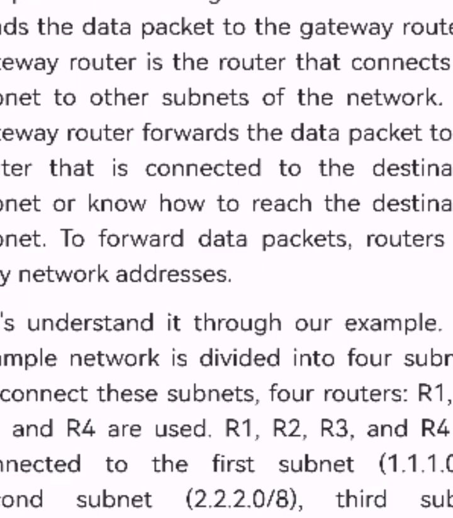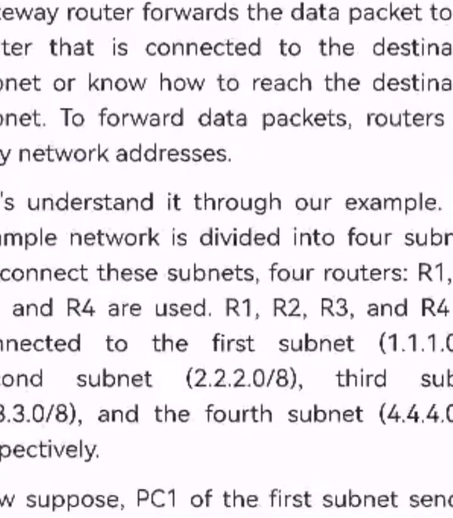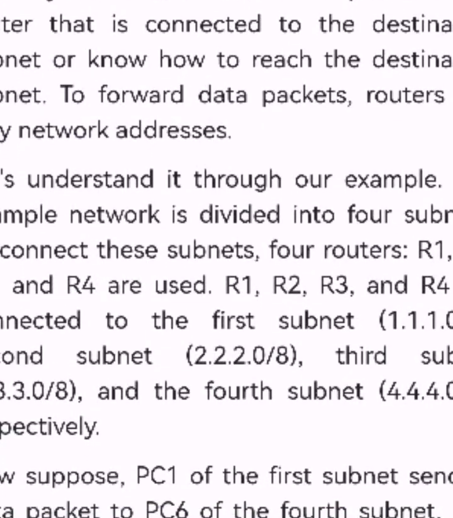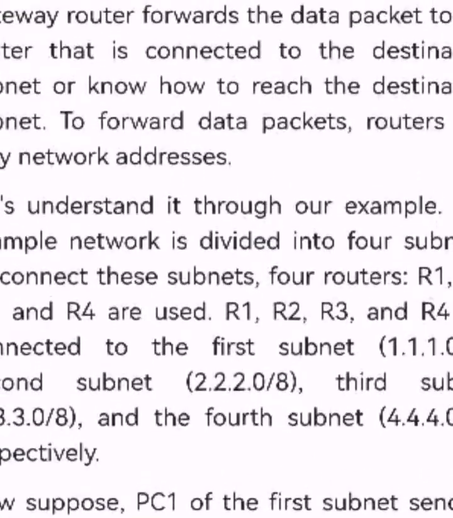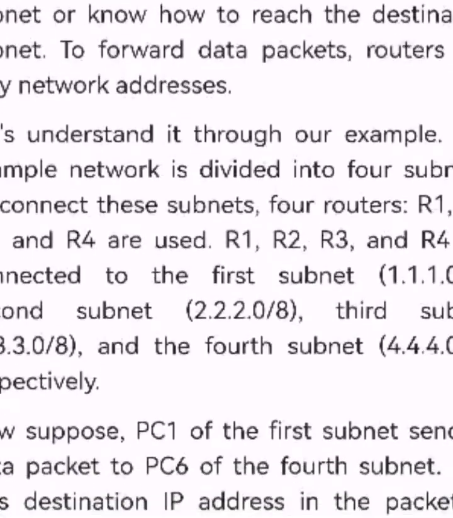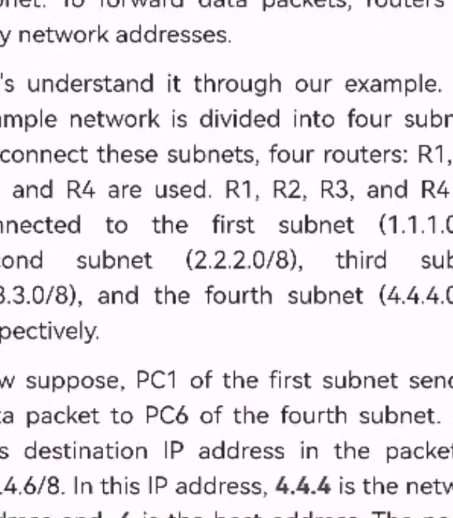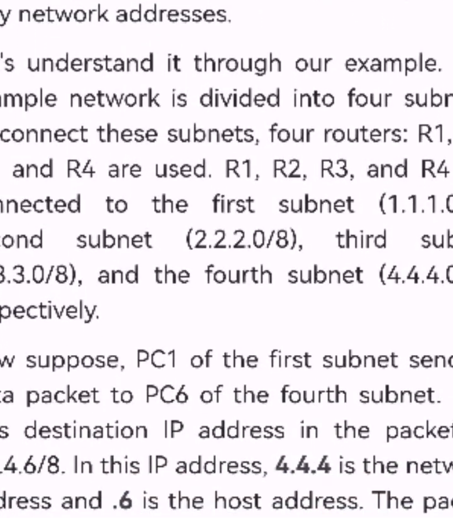A gateway router is a router that connects the subnet to other networks. The gateway router forwards the data packet to the router that is connected to the destination subnet or knows how to reach the destination subnet. To forward data packets, routers use only network addresses.